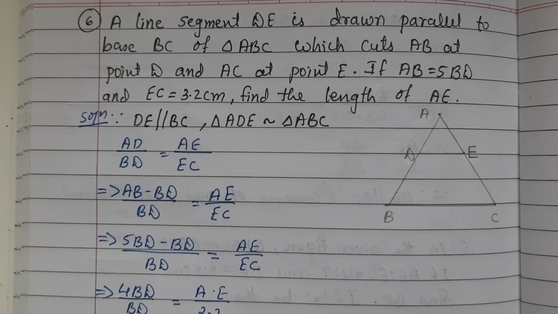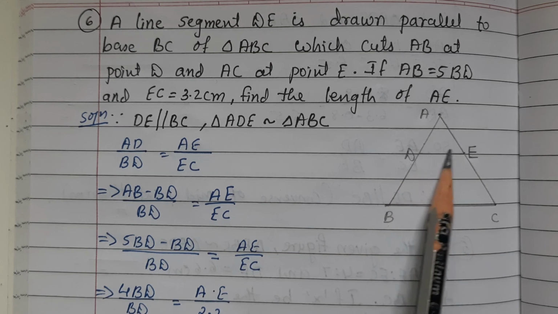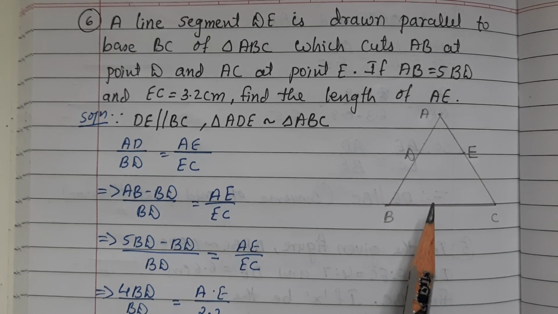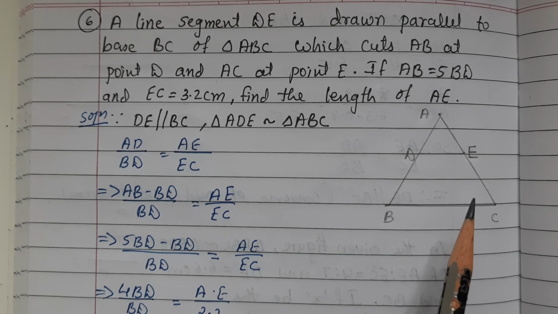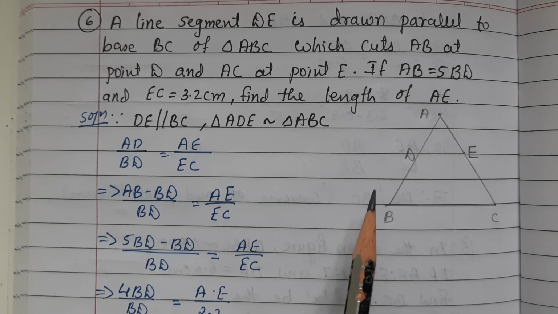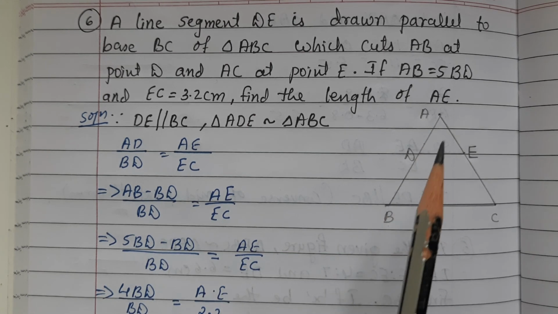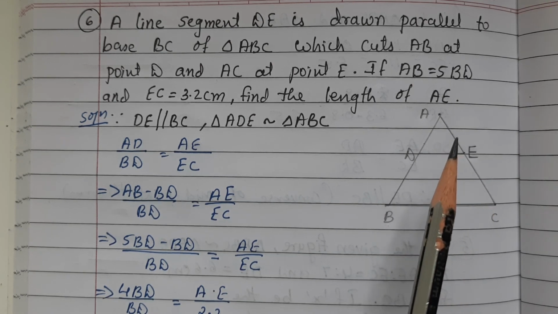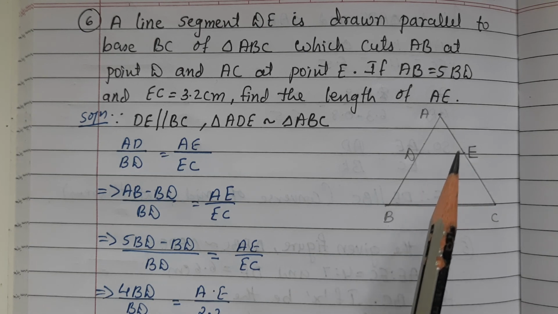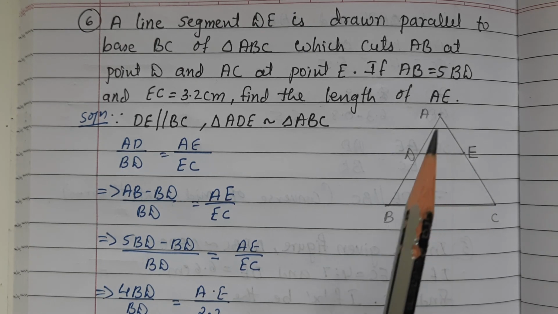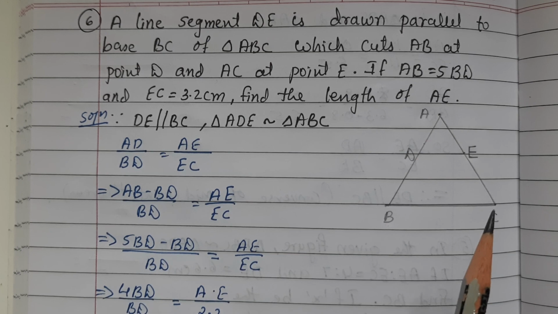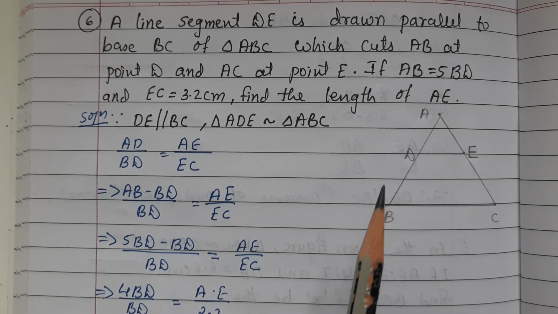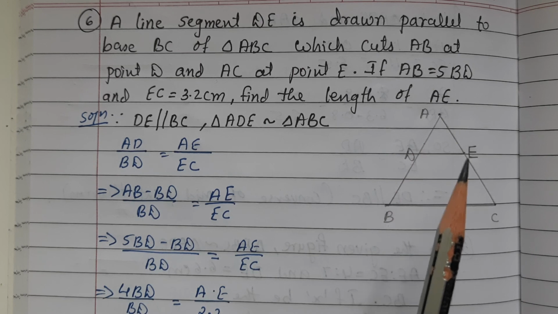Sum number 6. A line segment DE is drawn parallel to base BC of triangle ABC, which cuts AB at D and AC at E. If AB is equal to 5 BD and EC is equal to 3.2 centimeter, find the length of AE. Since DE is parallel to BC, triangle ADE is similar to triangle ABC. Therefore AD upon BD is equal to AE upon EC.